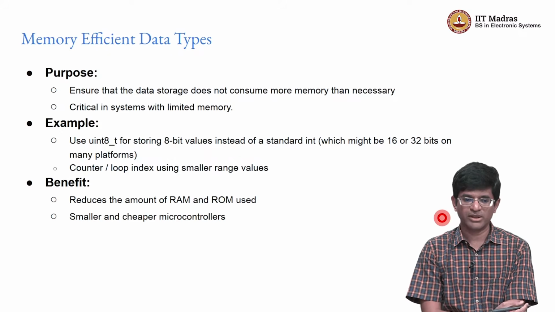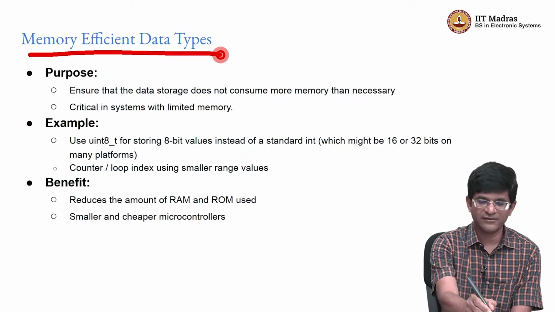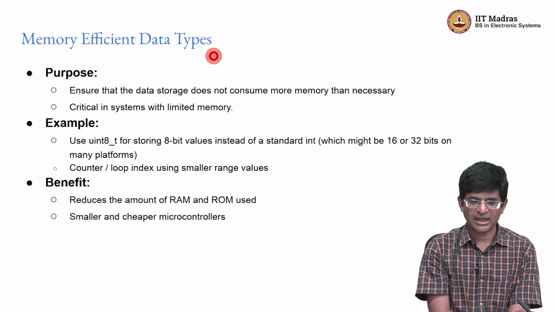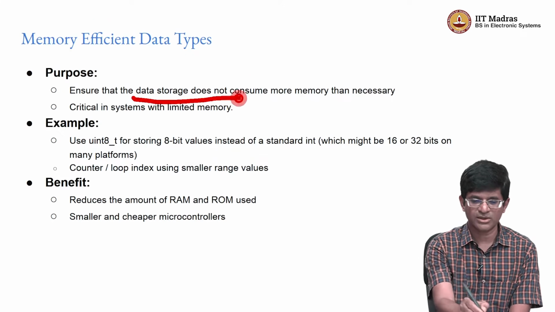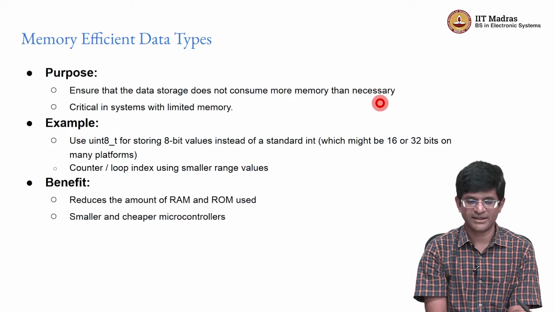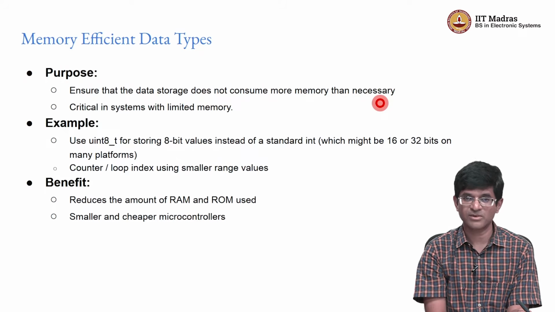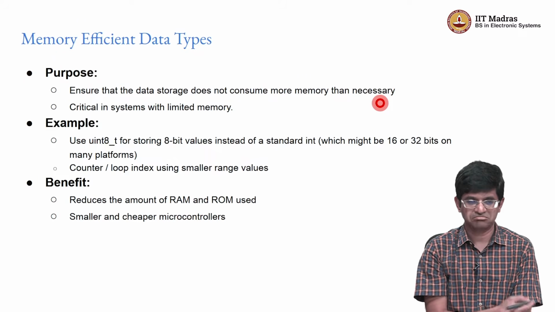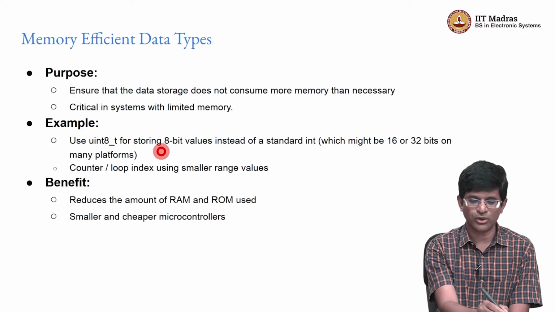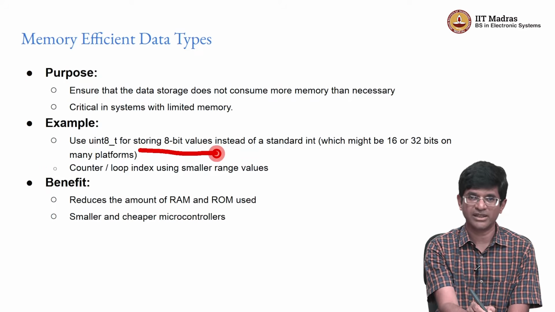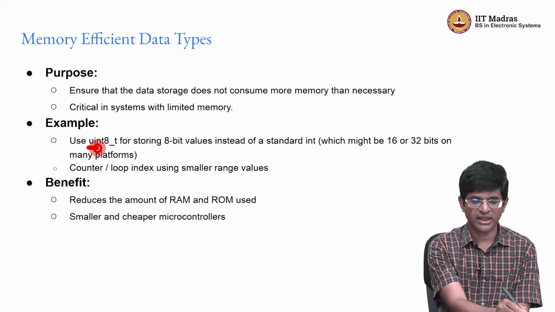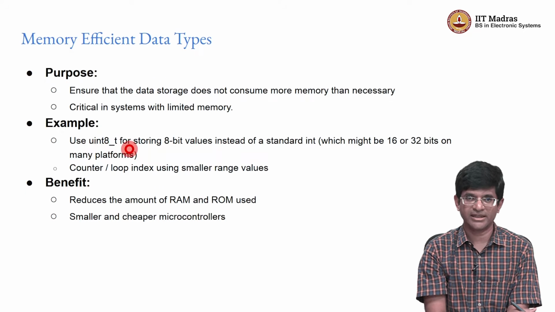The first and foremost would be the use of what I call memory efficient data types, right? And the basic idea is ensure that the data storage does not consume more memory than necessary. This is especially critical in systems with limited memory. And an example of that would be, let's say that you know that your data are only 8-bit values, right? It might be that you are actually sampling data coming from an A to D converter, and the A to D converter is only 8 bits in size. Then, well, go ahead and use an 8-bit integer data type in order to store the value.